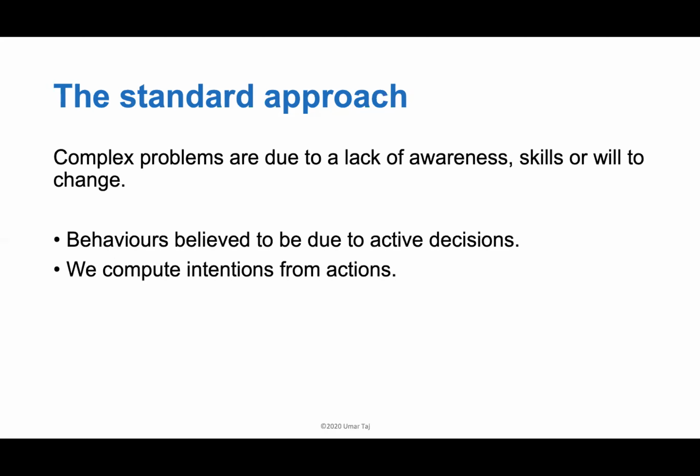Second, we compute intention from action. This is linked to the first one. If we see someone doing something, or if we don't see someone doing something, we believe that that's because it's about will. They just don't want to do that, or they just want to do that. That's it, right? And if we go with this kind of an approach, then what are our typical solutions?